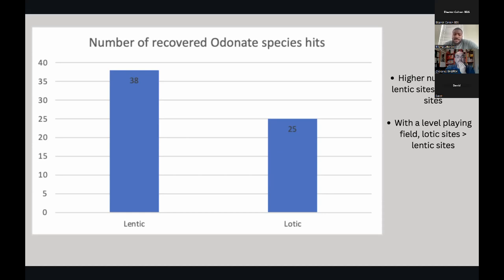So we expect that with a level playing field, we'd have more species hitting lotic sites and lentic sites. And this makes sense because in the lentic sites we had diatoms, molds, and every other thing drowning out our target organism. So we had a lot of other non-target organisms in our lentic sites, and this just drowned out our target organisms that we were trying to amplify.